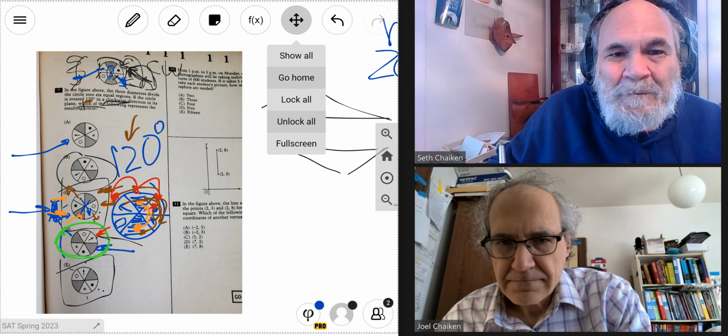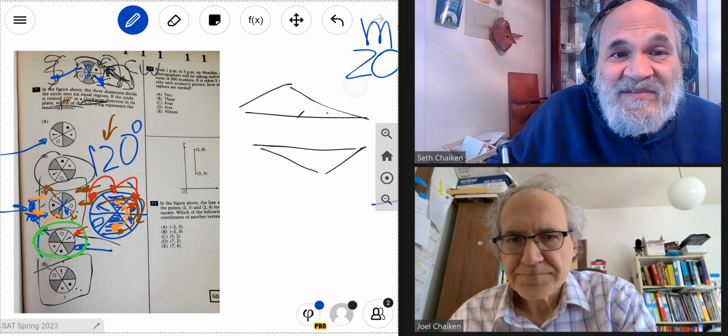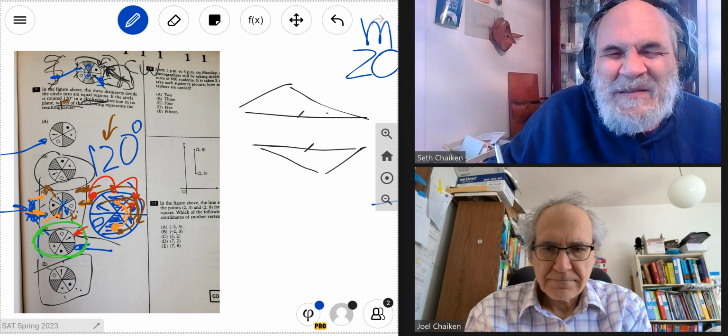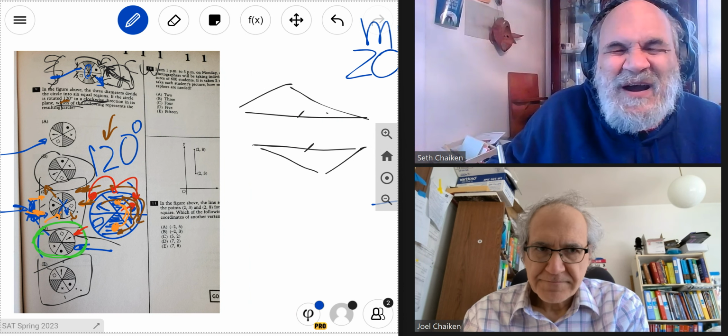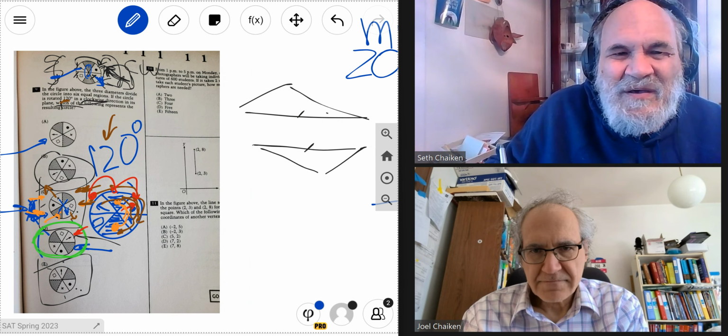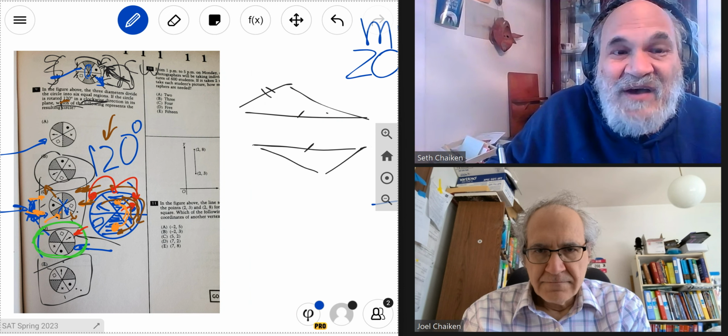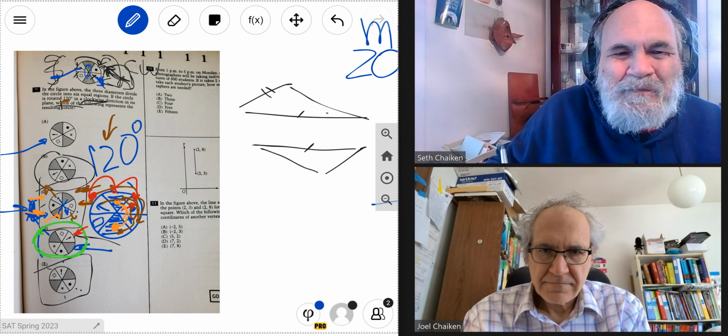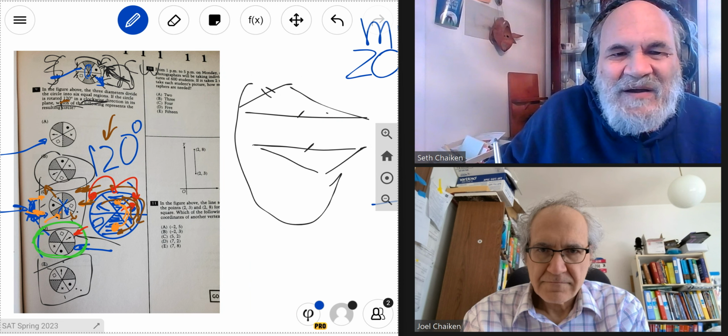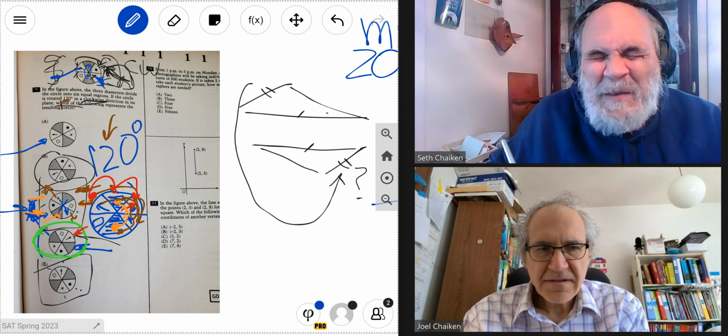Let me make this bigger. So this length is equal to this length. Which are the corresponding edges? Which edge on the top corresponds to which edge on the bottom? Use the angles. It's this one. Use the angles.